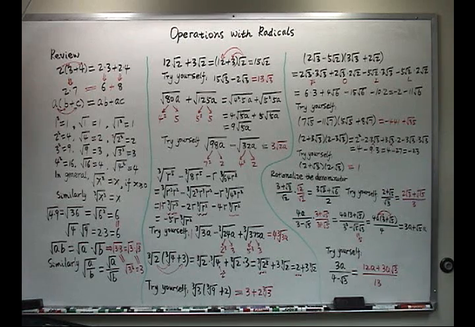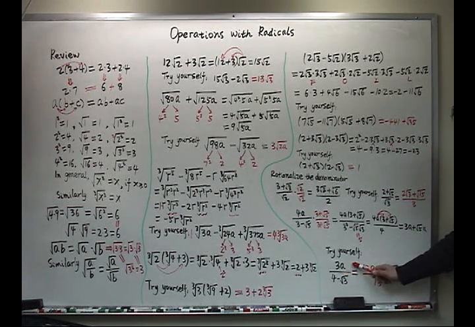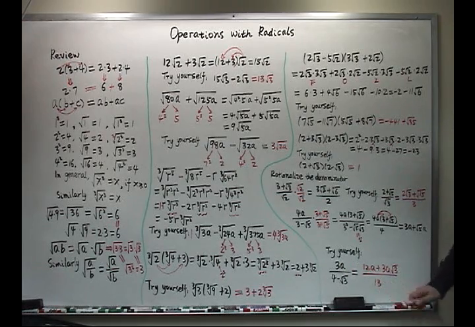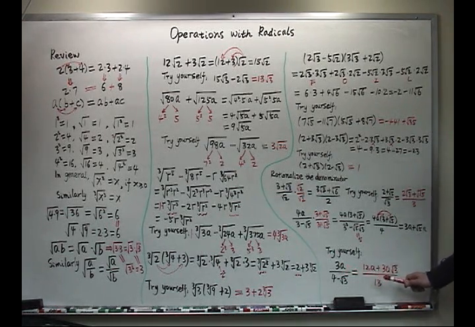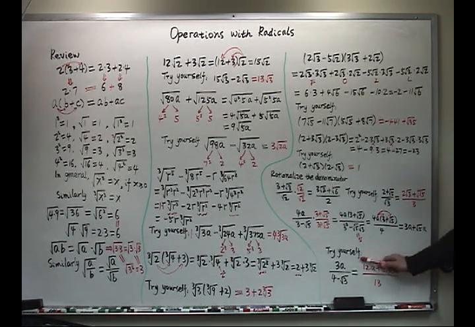Upstairs, 3a times (4 + √3). So you have 12a. And then 3a times positive √3, so you have 3a√3. Try this one yourself.